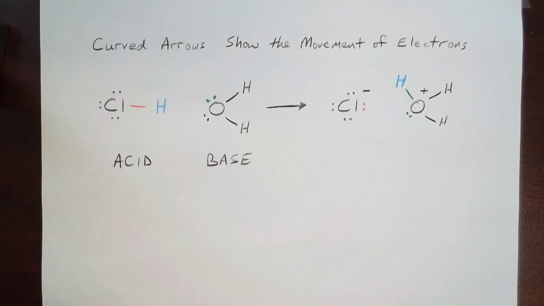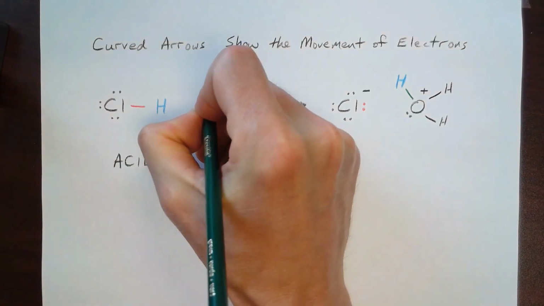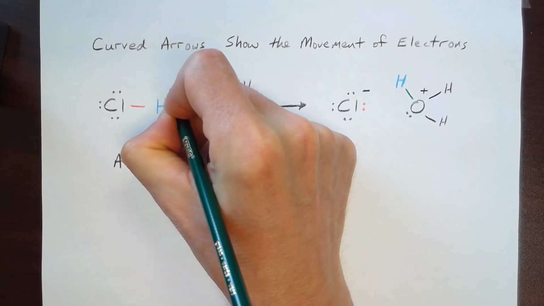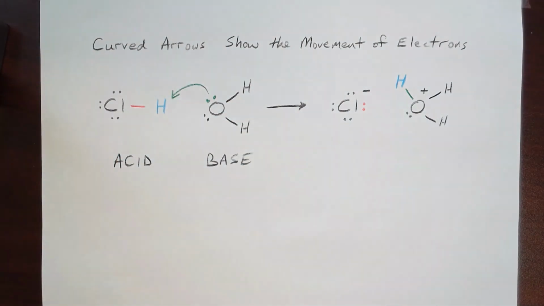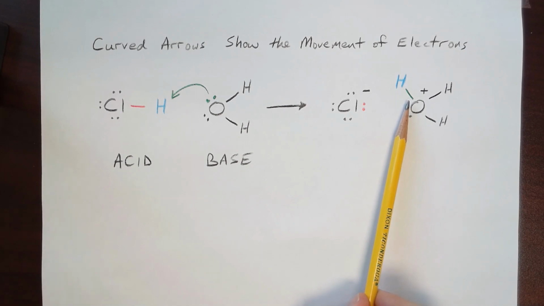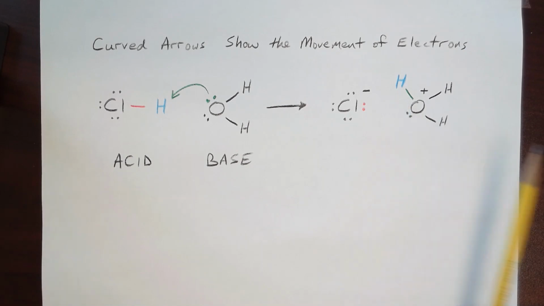breaking. To show this, we start with a lone pair of electrons on the oxygen atom and draw an arrow to the hydrogen atom. This means that there is a new bond between the hydrogen and oxygen atoms, represented by the green bond in the hydronium ion.